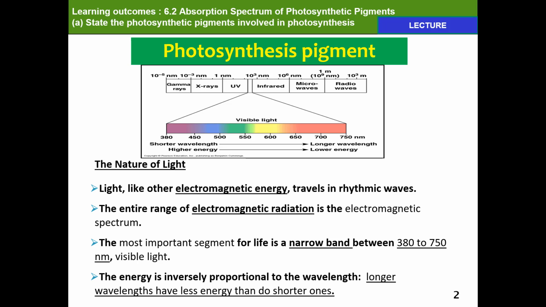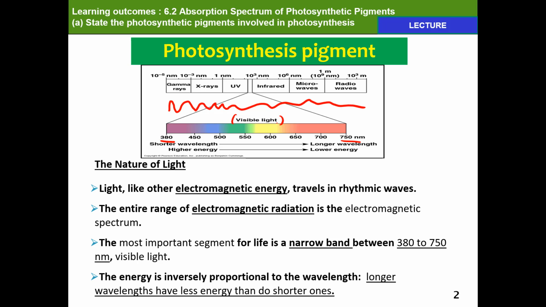Light is electromagnetic energy that travels in rhythmic waves. So light travels in the form of waves. The entire range of electromagnetic radiation is the electromagnetic spectrum. The most important segment for light is a narrow band between 380 nanometers and 750 nanometers. This area is called visible light.